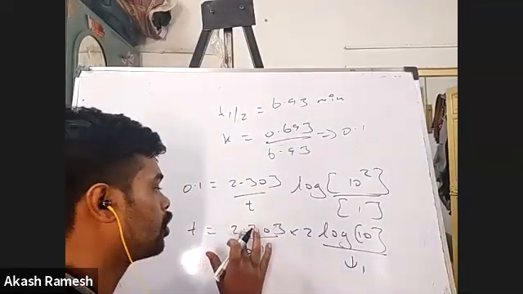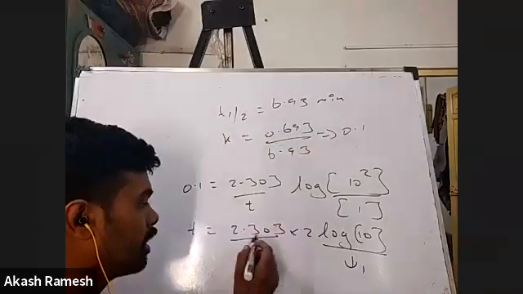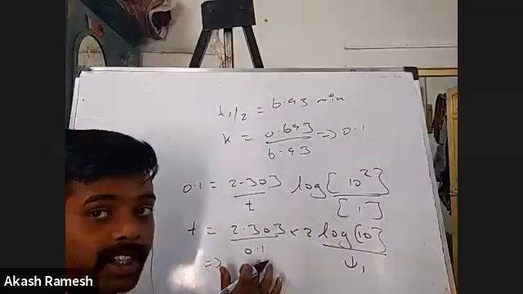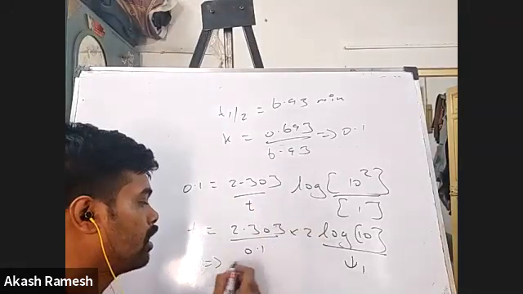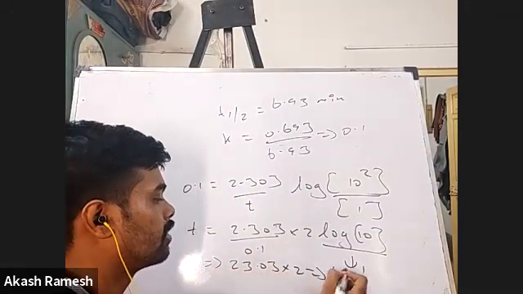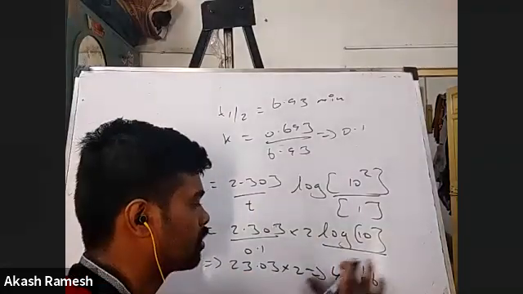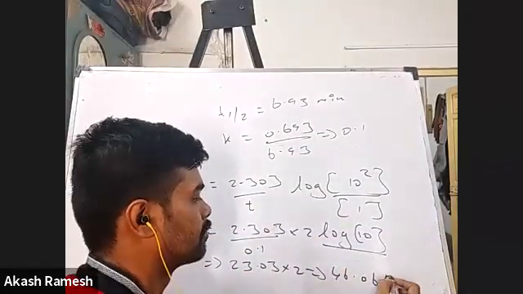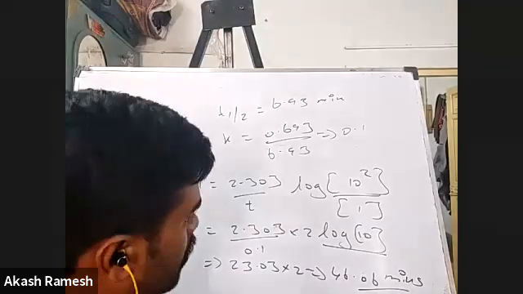Now 2.303 divided by 0.1, it is 10 power minus 1 in the denominator, so it goes up. So it will be 23.03 into 2. So the answer is 46.06 minutes. I got it until the last step, sir. I must have done some mistake. No problem. So 46.06 is the answer.